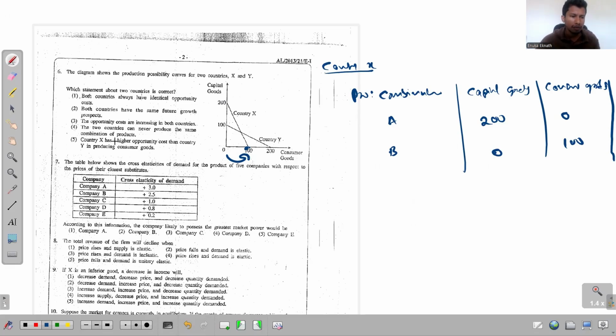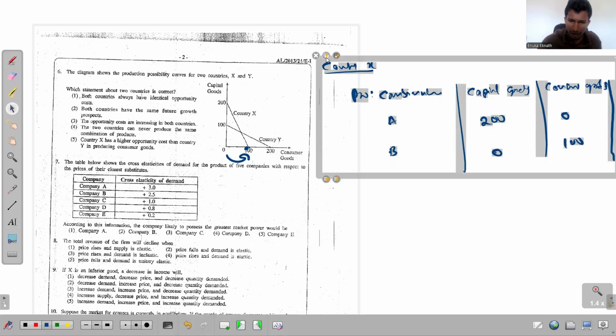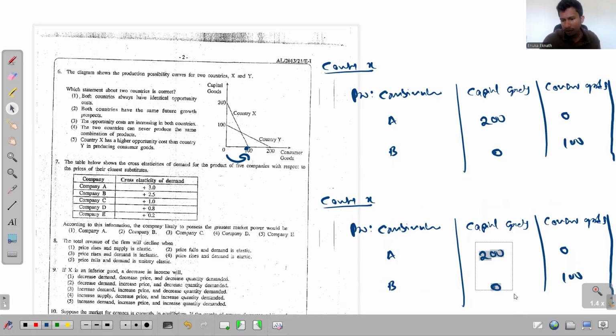So those are the two production combinations mentioned here in this diagram. And we will prepare a similar table for this country Y as well. So once again, we have the production combinations A and B. So if you just focus on this PPC related to this country Y, at point A, they can produce 100 units of capital goods and nothing from consumer goods. If not, at this point B, they can produce 200 units of consumer goods and nothing from capital goods.